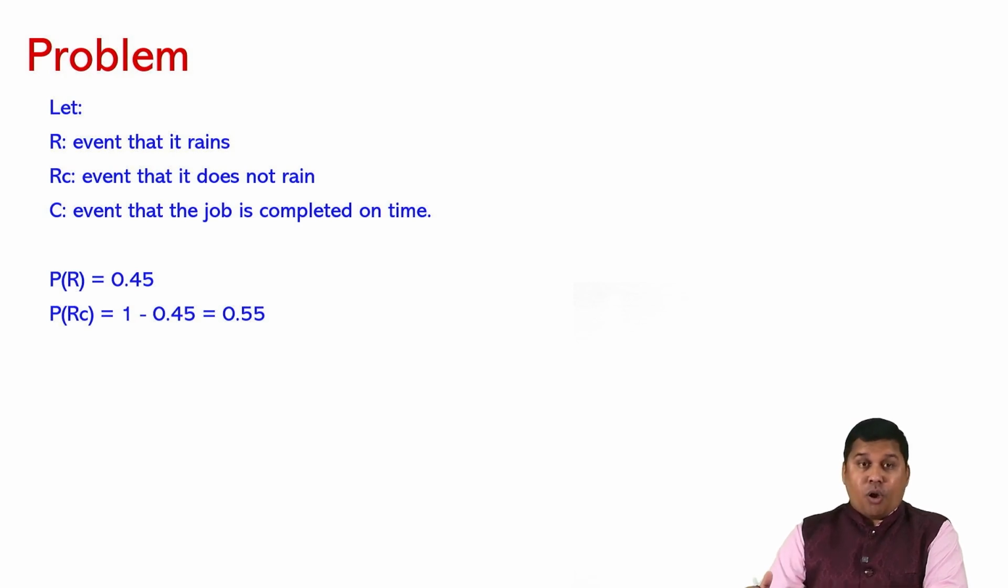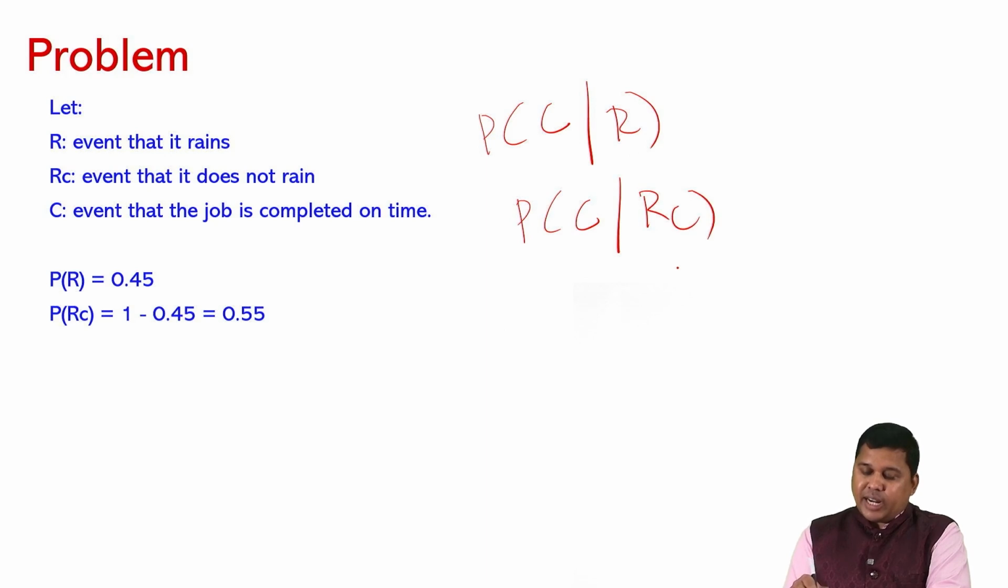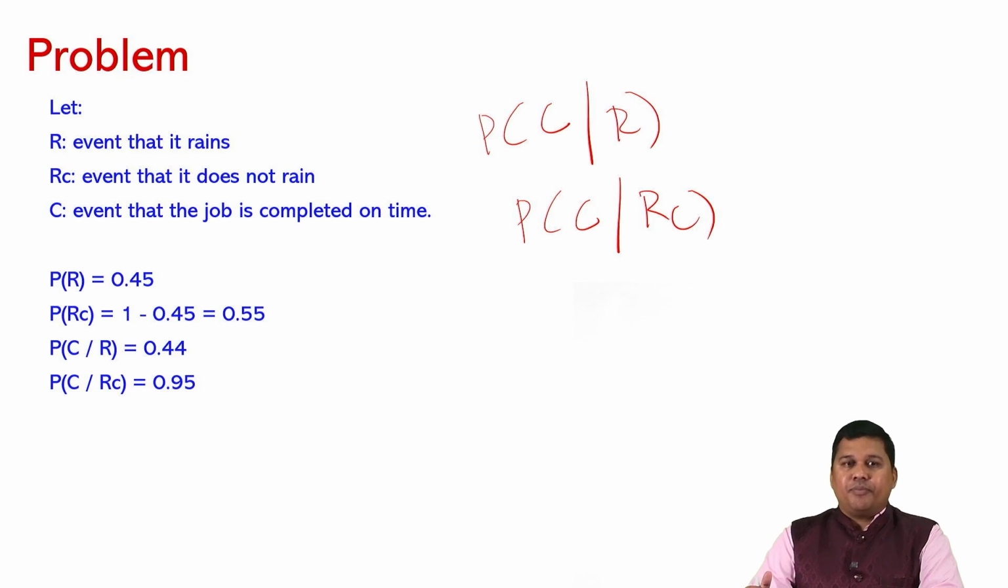Now, we are also given the probability of completing the job given that it rains, and the probability of completing the job given that it does not rain. We are given P of C given R, that is 0.44, and P of C given RC, that is 0.95.